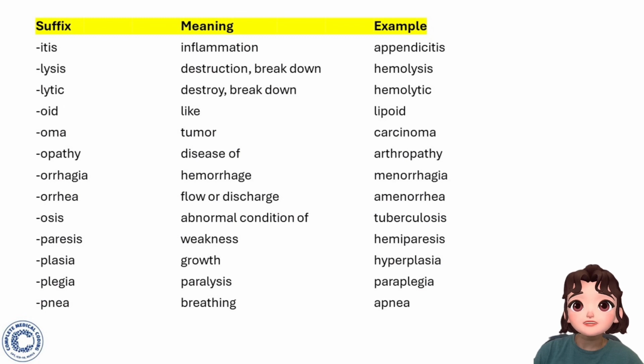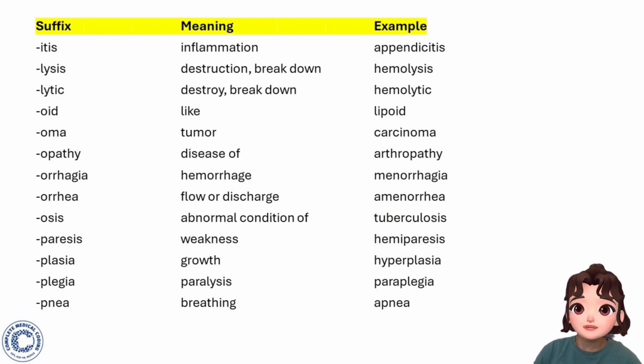Oma means tumor. Carcinoma, wherever a word ends with oma, it means it's a tumor. Opathy means disease, like arthropathy. Rrhagia means hemorrhage, bleeding, like menorrhagia. Rrhea means flow or discharge, like amenorrhea. Osis means abnormal condition, like tuberculosis.